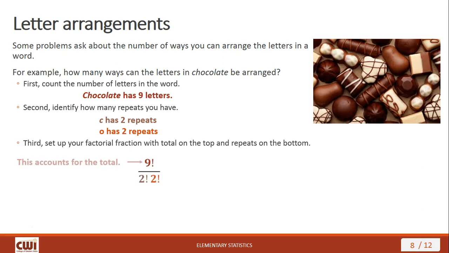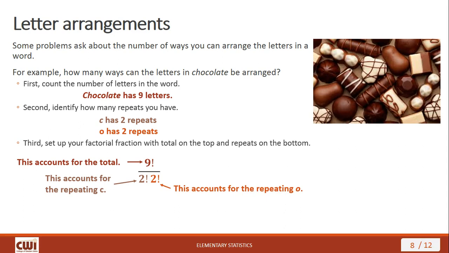The 9 factorial on the top accounts for the total number of letters in the word. Then we have 2 factorial on the bottom, repeated twice. The first 2 factorial accounts for the repeating C. The C is repeated twice, therefore it's 2 factorial. The other 2 factorial accounts for the repeating O. It also repeats twice, so therefore it is 2 factorial.